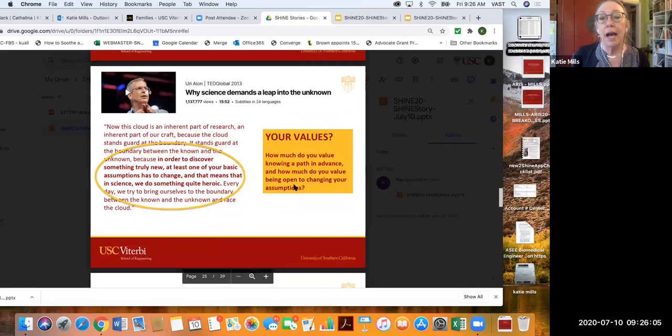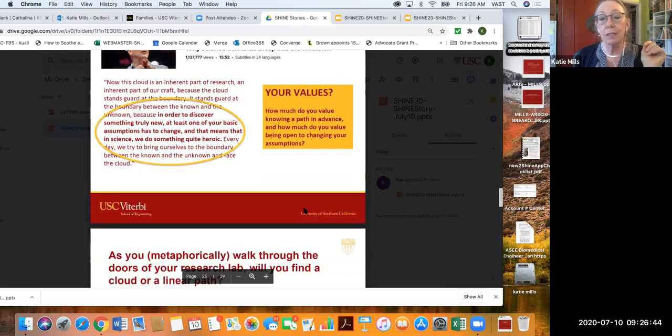They're not. And so hopefully through these last 4 weeks, you've been exploring the values that you see expressed in the lab by maybe the principal investigator, maybe your Shine mentor, maybe the other Shine mentor in the research group, maybe by your lab mate if you have one, maybe by looking at what Catalina and the center mentors and I value. And so it's a really good question right now. How much do you value knowing your path in advance? And how much do you value changing your assumptions? There's not a right answer.